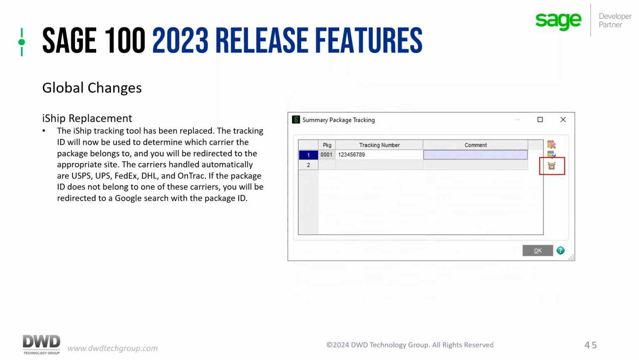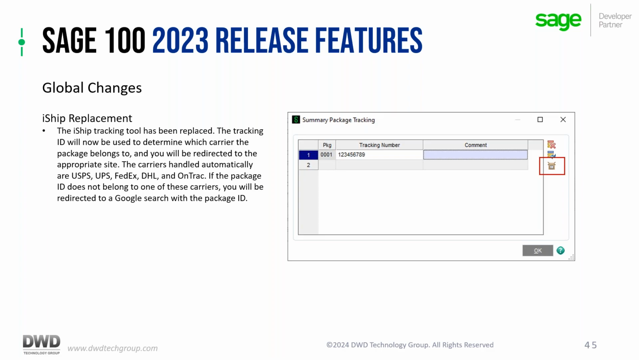iShip replacement. So this was a thing. I remember when this all first broke. There's a company out there that Sage and a lot of other systems used, that when you had a tracking number, you could just click on the button and it would take you to the iShip page and it would show you the tracking information, right?